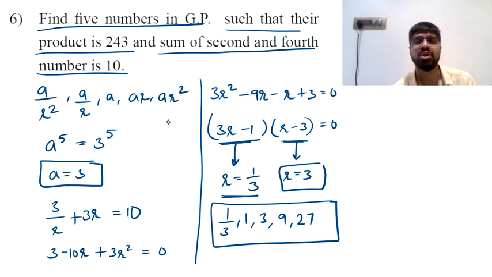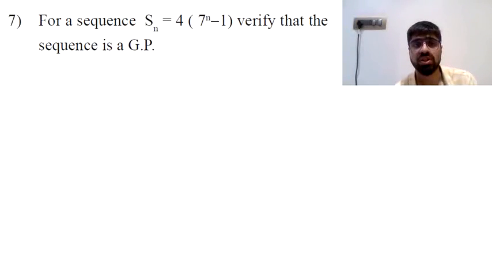That is, the first number you will get is 27, the second one is 9, 3, 1 and 1 upon 3. Ultimately, the two sets of numbers that you get are the same only. So yeah, that's how we are answering the sixth question, and with that we go ahead with the seventh one. So you need to verify that the given sequence is a GP.